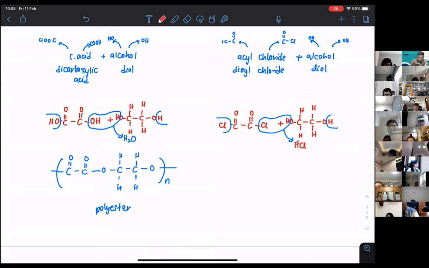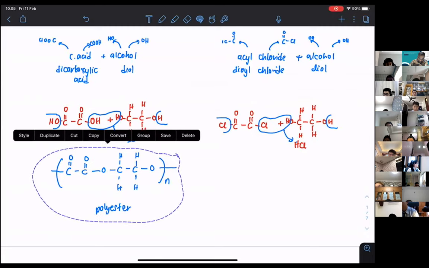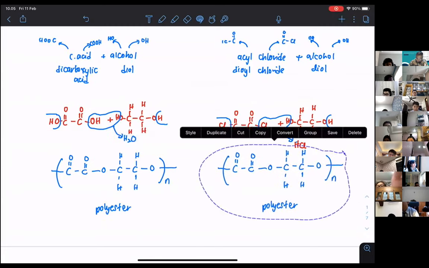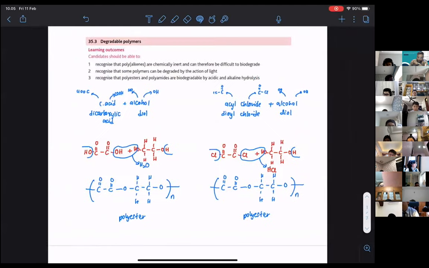And then what you are going to get is exactly the same. So which one is better? Of course, the one with acyl chloride is better. Why? Because it's going to be more reactive. This is going to be faster and better.